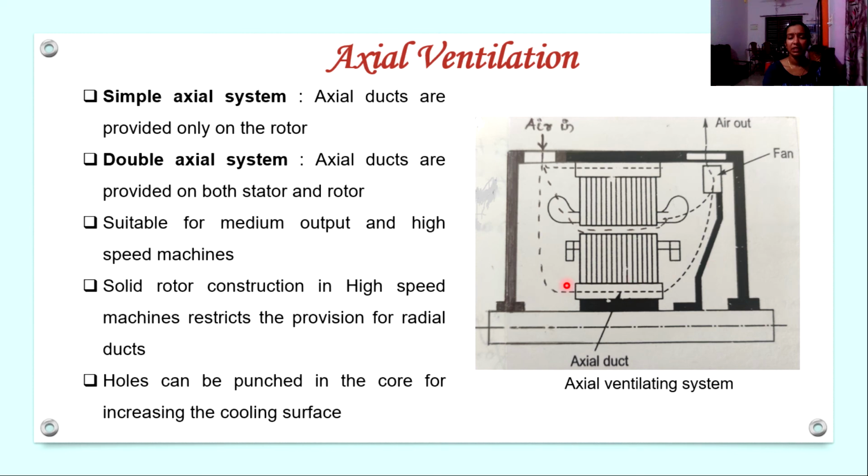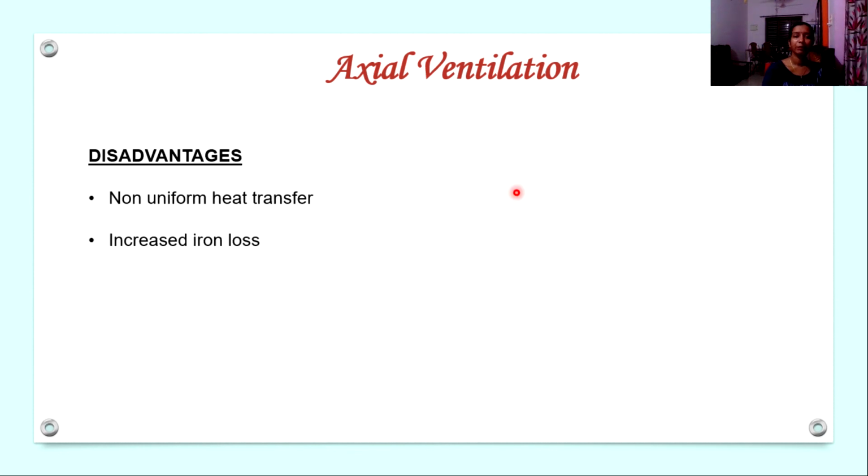So the temperature at the entering end will be less. That is, heat from the end through which the cooling air enters is effectively removed. Heat from this side will be effectively removed, and heat from this side cannot be removed effectively. So the temperature of this side will be very high compared to this side. That is what is meant by non-uniform heat transfer.